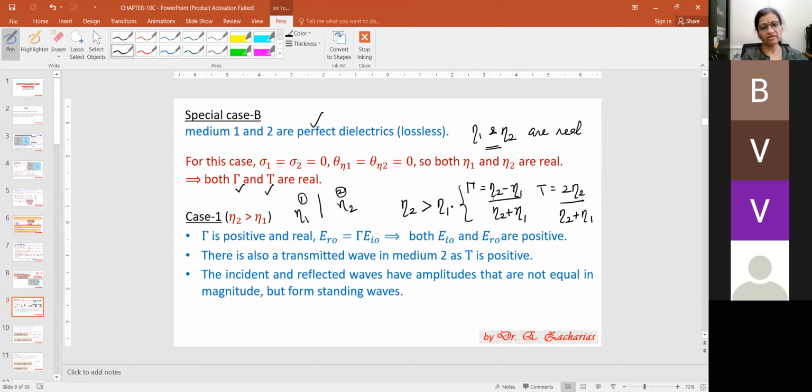When eta 2 is greater than eta 1, the reflection coefficient is a positive number, and therefore the electric field at the boundary for both the incident and the reflected waves will be positive. The transmission coefficient is also positive. Because part of the wave got reflected and part got transmitted, the incident and reflected electric fields will not have the same amplitude, unlike the case of complete reflection previously. But they will still form a standing wave.